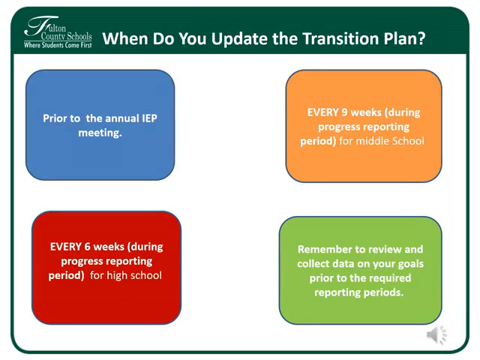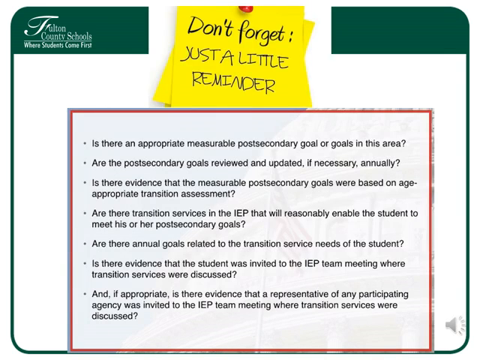The transition plan is updated annually or as needed. The progress of the transition goal should be updated every progress reporting period. Also, progress of activities should be included in present levels of academic achievement and functional performance. Case managers should ask themselves these questions while preparing for an IEP where transition will be discussed.